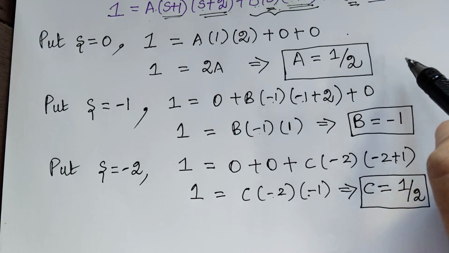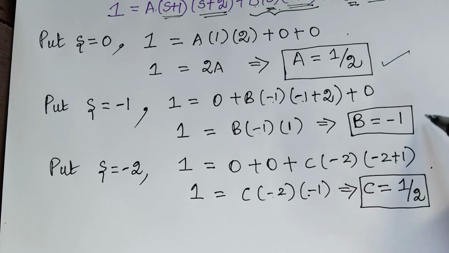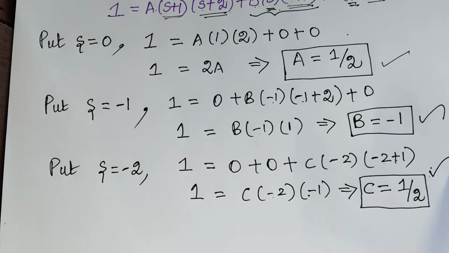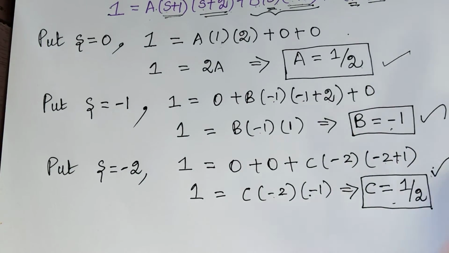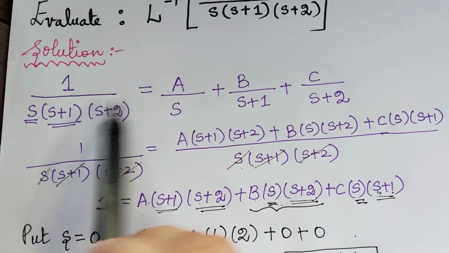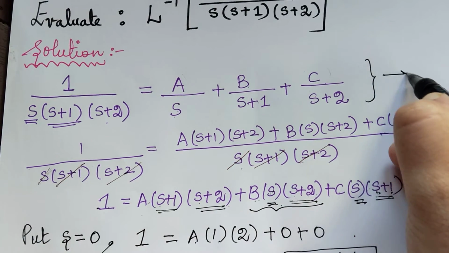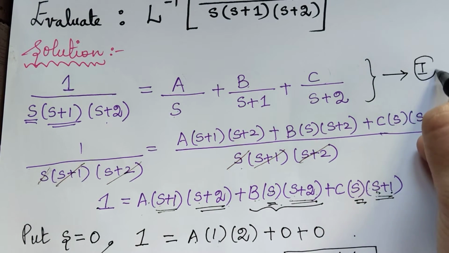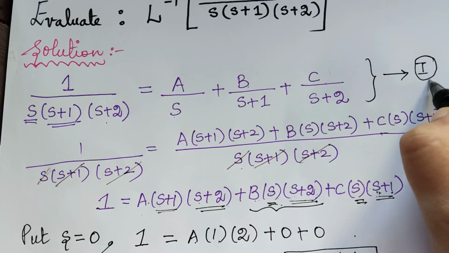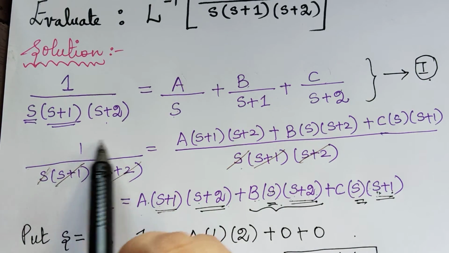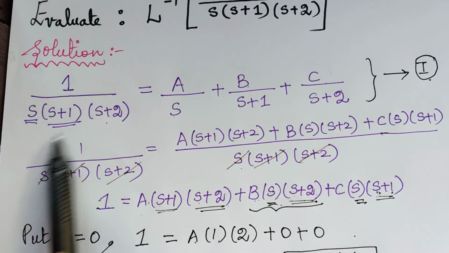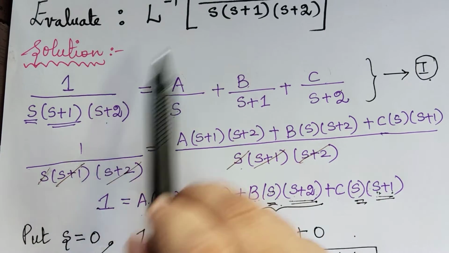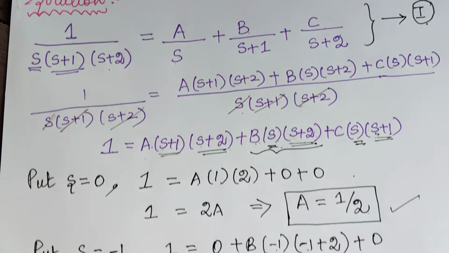So we have obtained the value of a as 1 by 2, b as minus 1, and c as 1 by 2. Now we should substitute these values of a, b and c in this, let us mark this as equation 1. So we should substitute the values of a, b, c in this equation, so that we will get whatever was there inside the bracket of the inverse Laplace transform. So let us substitute in that.